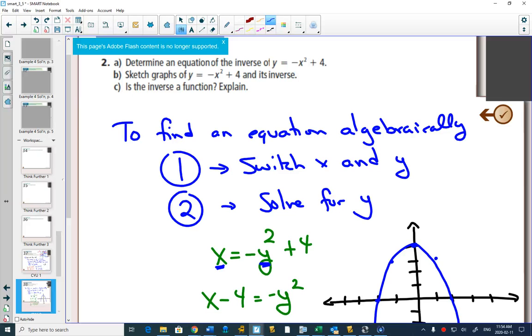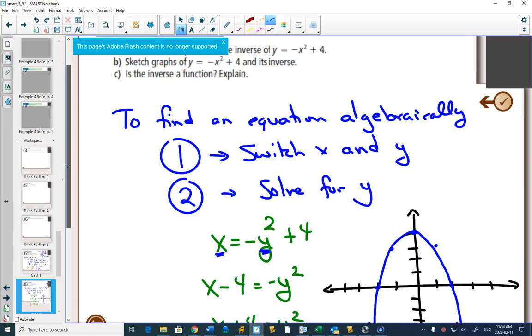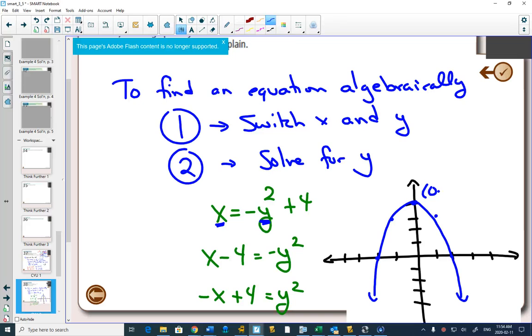So on our parabola that's been flipped upside down and then shifted 4 up, can you see that you'd have the point 0, 4? You'd also have the points 2, 0 and negative 2, 0. If we wanted to sketch the inverse on the same graph, and I'll graph the inverse in green, what's going to happen to 0, 4? It's going to be 4, 0. What's going to happen to 2, 0? 0, 2, and negative 2, 0 becomes 0, negative 2.